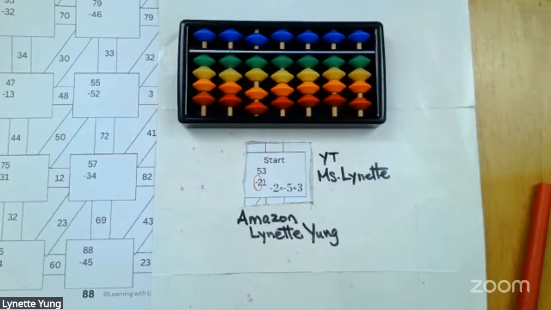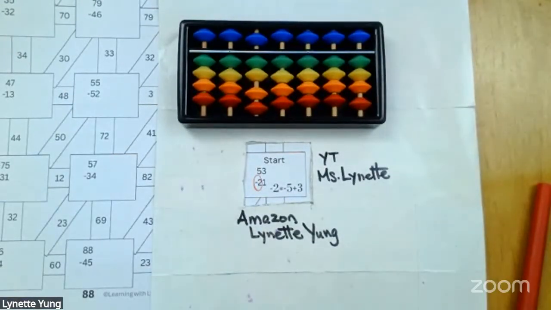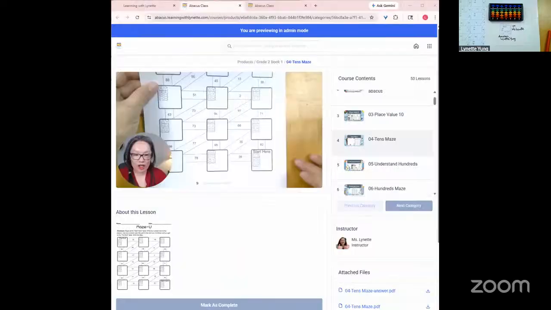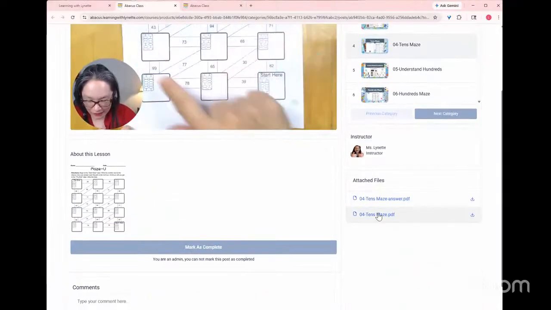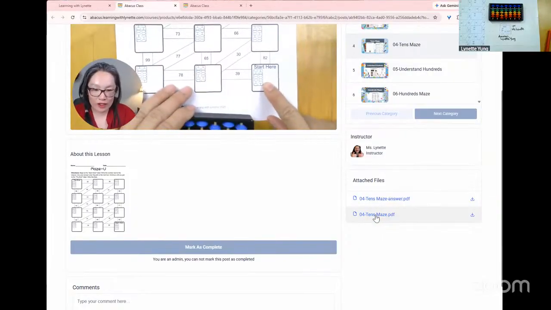Okay. Yeah, I think in the 10 maze, in that section is where, let me see if I can share my screen. Okay. So I believe it's over here. And then, you know what I realized? I never gave you the answers.